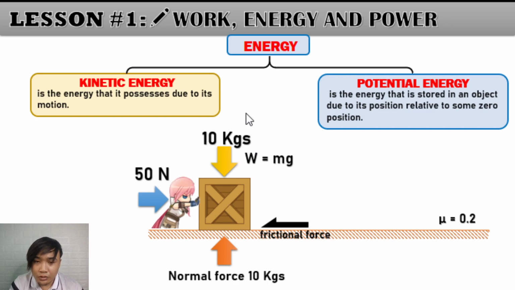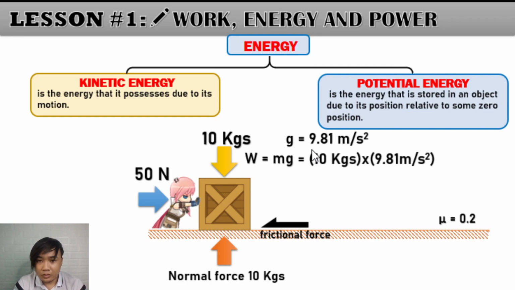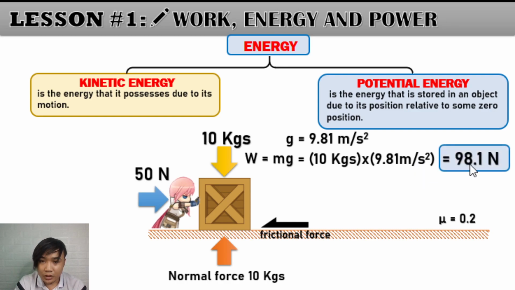So let's compute the weight. Weight is equal to mass times gravitational acceleration. Gravitational acceleration is 9.81, so 10 kilograms times 9.81 meters per second squared is equal to 98.1 Newtons. A kilogram meter per second squared is equal to a Newton.